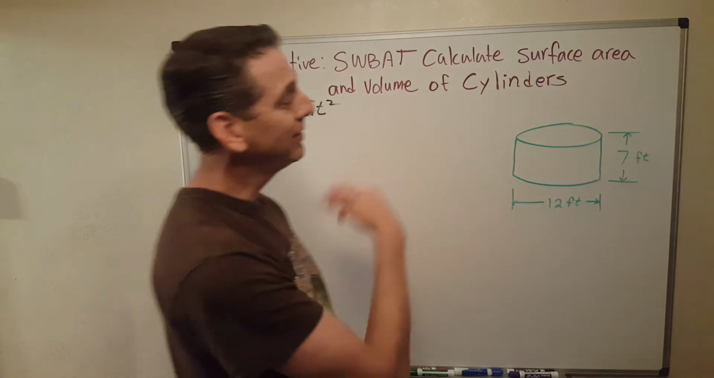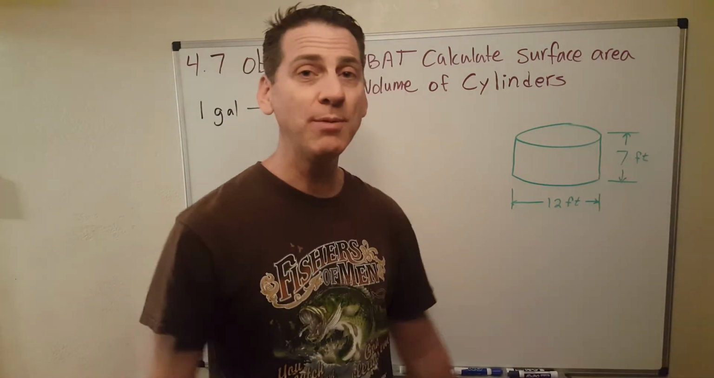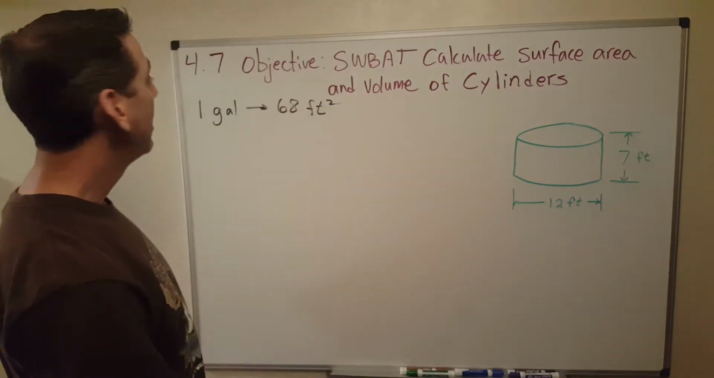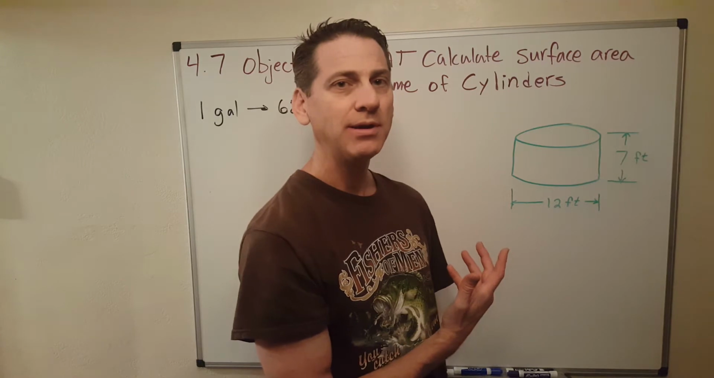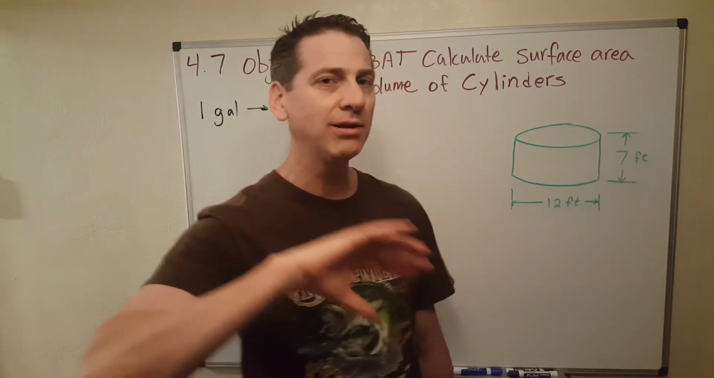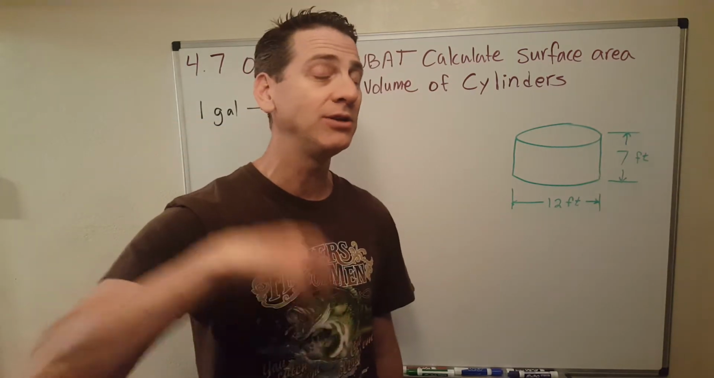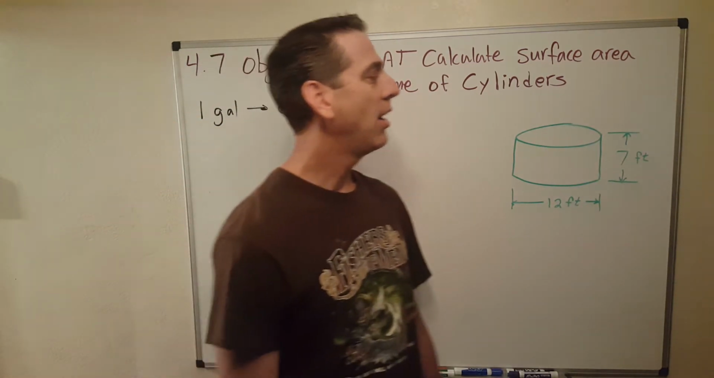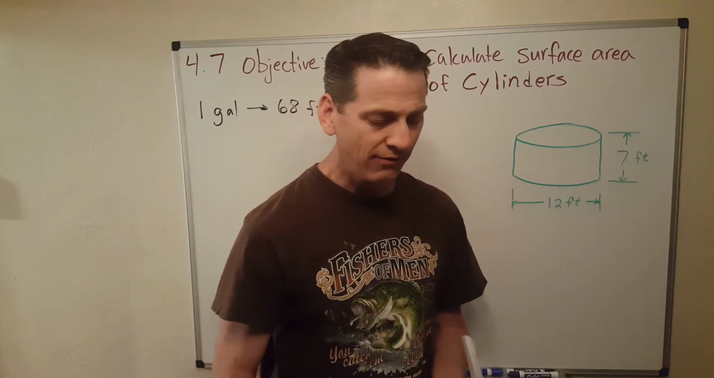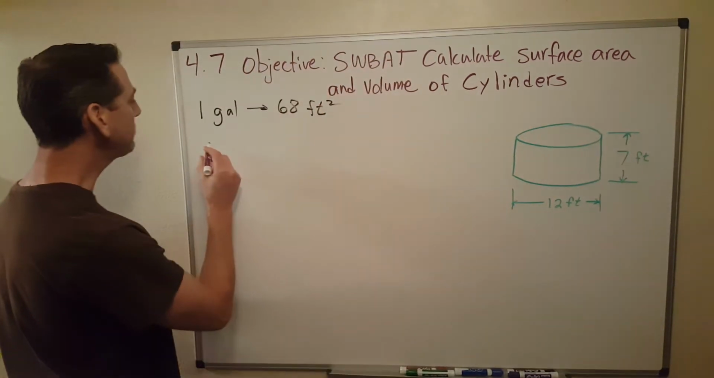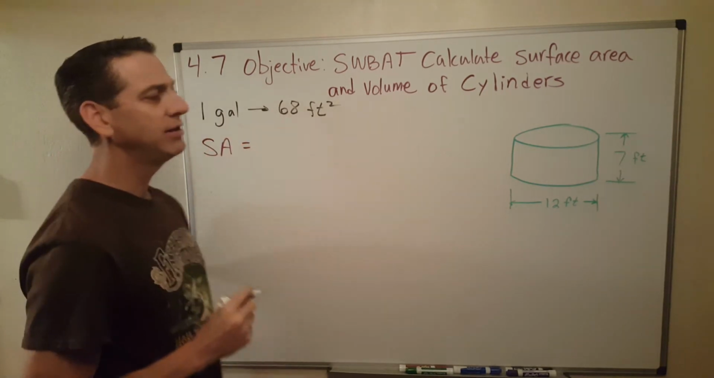That's a pretty applicable situation here. You can know how much paint you're going to need. In order to paint this, I need to know what the surface area is. Remember, the surface area is just the area of all the external surfaces. We're not going to paint the inside of this thing, just the outside. So the first thing I need to know is, what's the surface area, SA, of a cylinder?